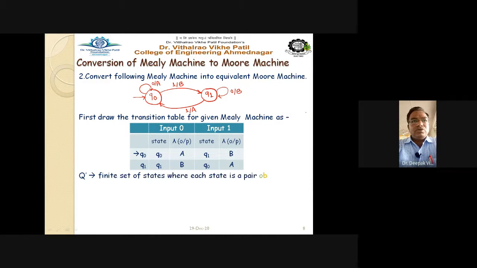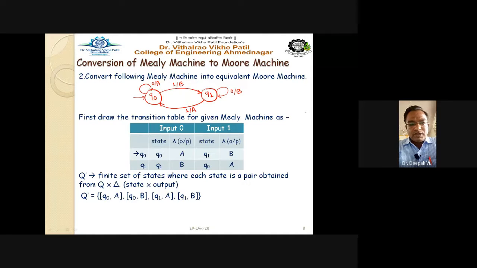So Q' is nothing but the finite set of states where each state is a pair obtained from Q × Δ. That is nothing but your state and output symbol. So Q' is equal to [ ] square brackets. Always write the state in square brackets while converting towards the Moore machine. So [Q0, A], [Q0, B], [Q1, A], and [Q1, B]. These are the 4 newly generated states.